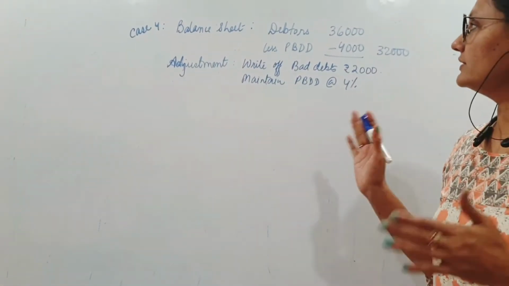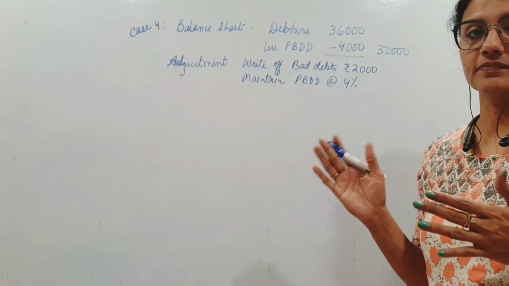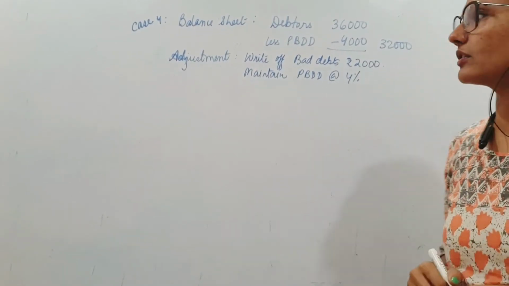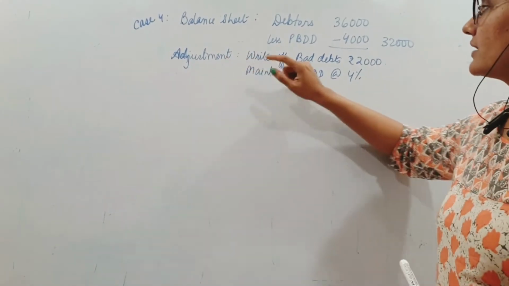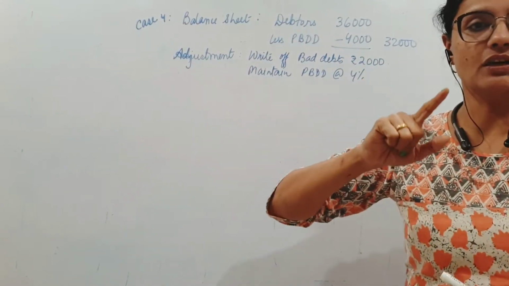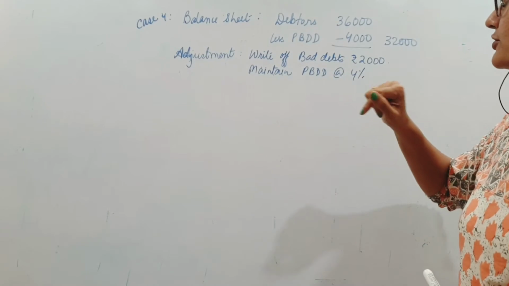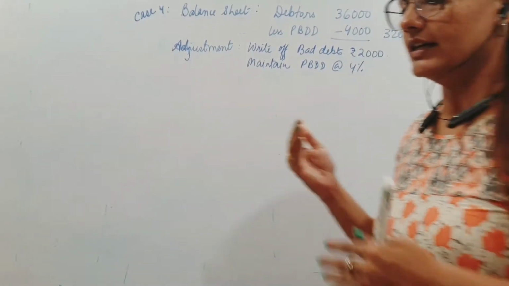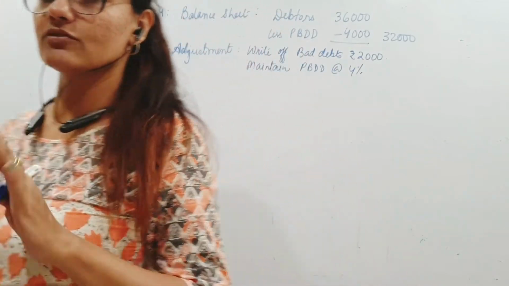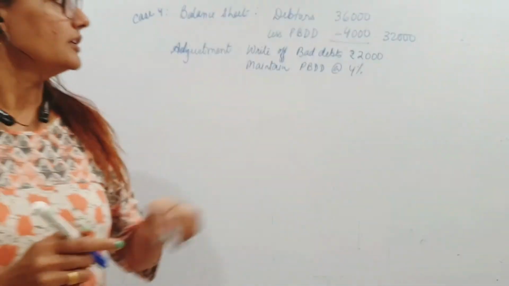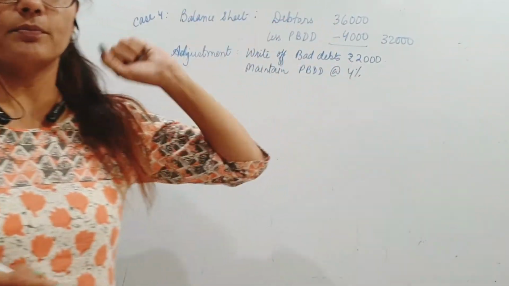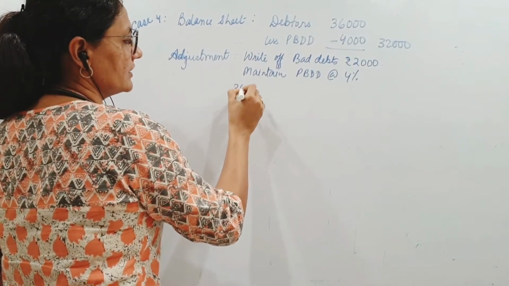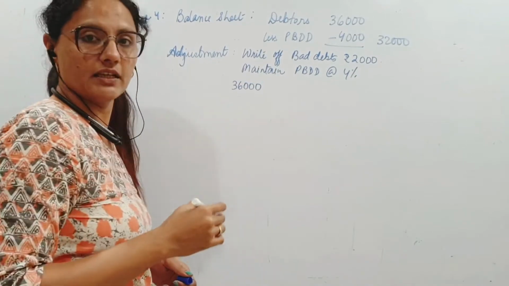Balance sheet shows debtors are 36,000. Less provision 4,000. So it's showing 32,000 doubtful. Adjustment says write off bad debts at 2,000. And maintain provision for doubtful debts at 4%. Now there are two things. Even after writing off the bad debts, it's not that the provision thing is gone. You still have to maintain the provision at 4%. Now 4% of what? Right now your debtors are 36,000. Correct?